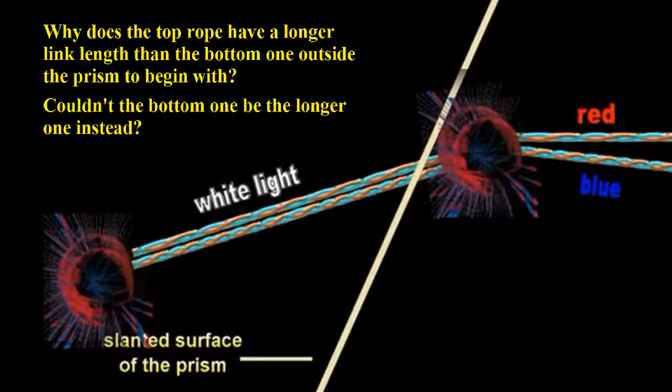This fellow raised another issue, a couple in fact. He says, why does the top rope have a longer length than the bottom one outside the prism to begin with?